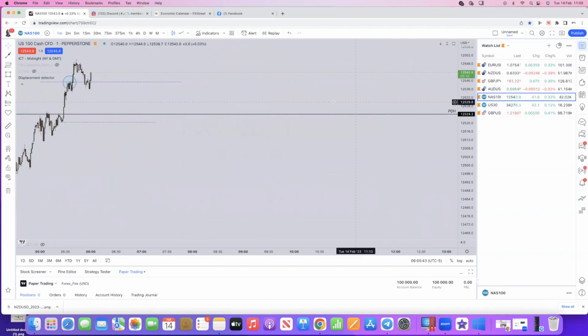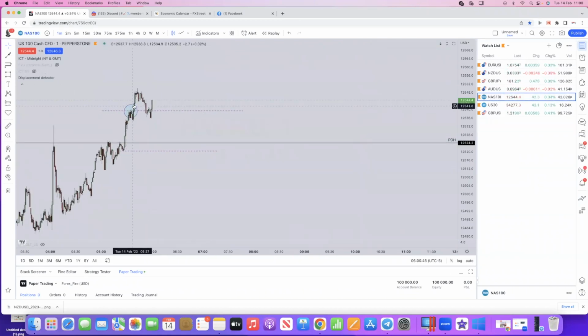The NAS 100, again, just to look on this, it's done a structure high.